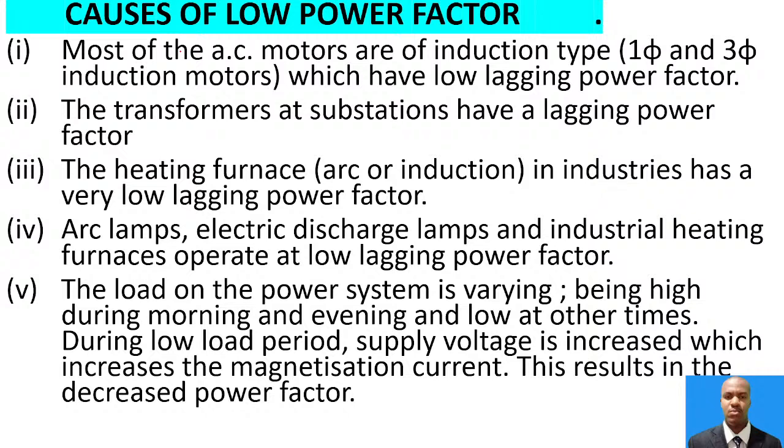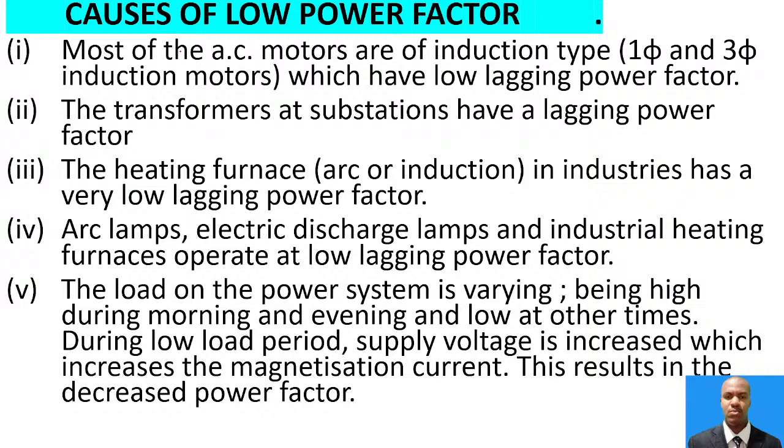Then we have the resistance heater, which operates at unity power factor. We have the induction furnace or induction element, which operates at 0.6. We have the arc elements, which operate between 0.3 and 0.4. Then we have our induction motor, and most induction motors operate at a lagging PF of 0.8.